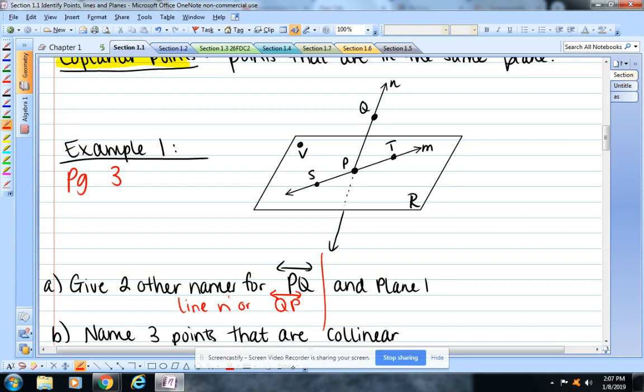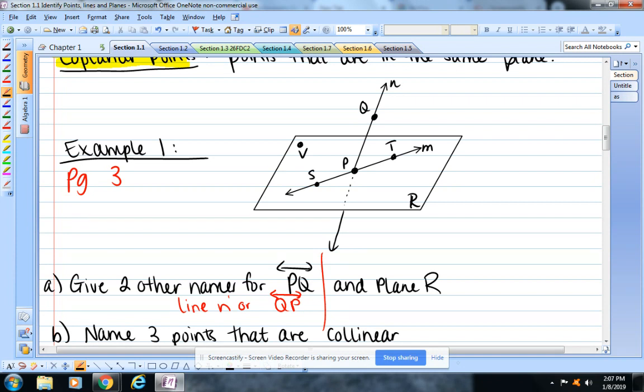Looking for my next part. That's supposed to be plane R. My thing got erased. So fix this to say plane R. Okay. So I need two other names for plane R. Now R is in the corner of that plane with no dots, so that's why its name is plane R.